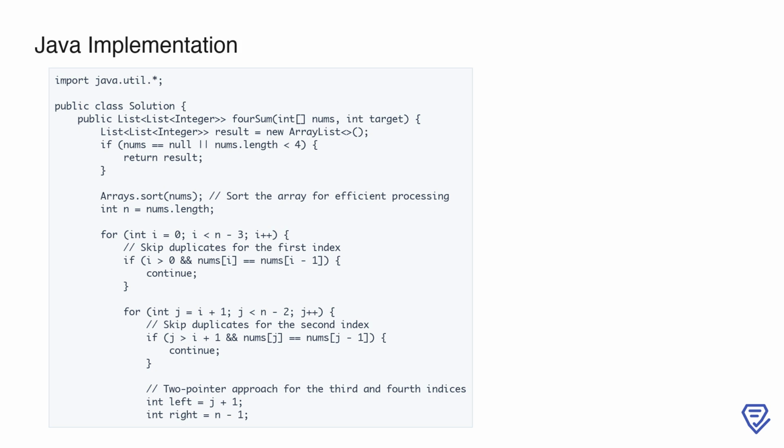We then start with the first for loop, iterating through the array with index i. Here, we ensure that if the current element is the same as the previous one, we skip it to avoid forming duplicate quadruplets. Similarly, the second for loop, with index j, starts right after i and follows the same logic to skip duplicates for the second index. After setting up these two loops, we initialize two pointers, left and right, which will help us efficiently search for the third and fourth numbers in the quadruplet.